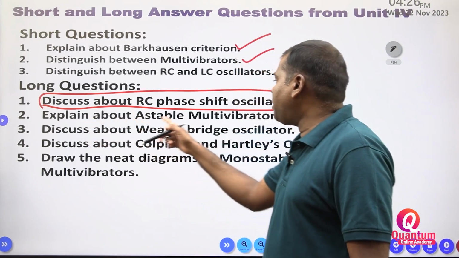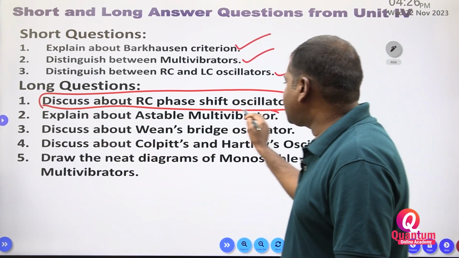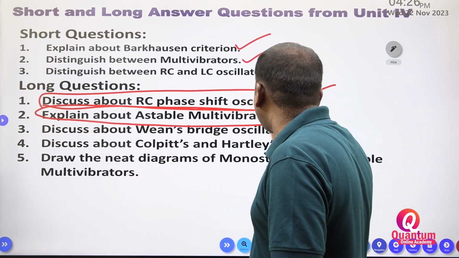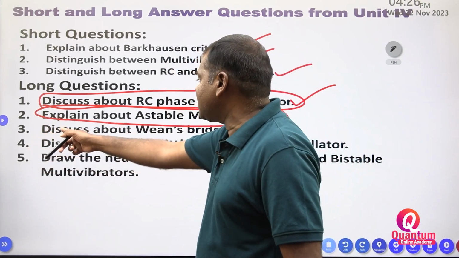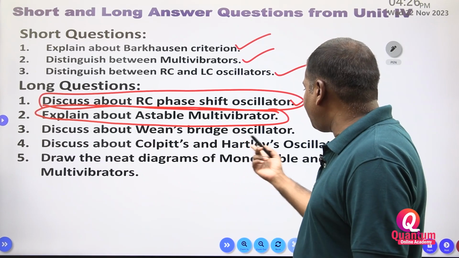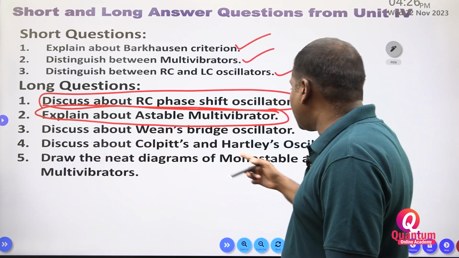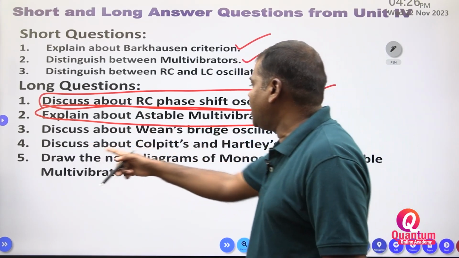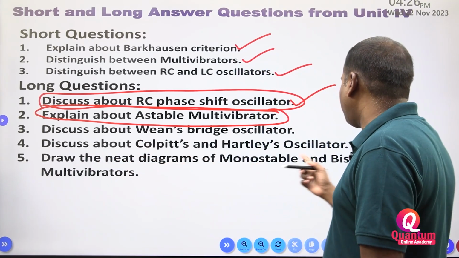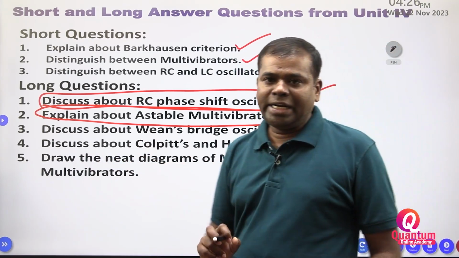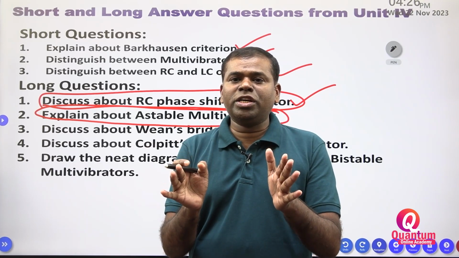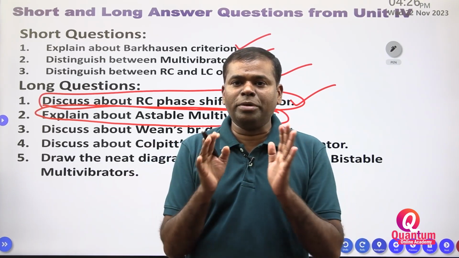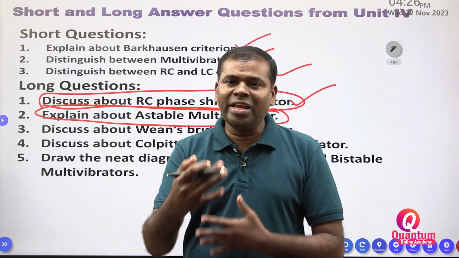Explain about the astable multi-vibrator. The circuit diagram only you have to draw and then you have to explain about all the parameters in that circuit diagram. Discuss about the Wien bridge oscillator. Discuss about the Colpitts and Hartley oscillator. Draw the neat diagrams of monostable and bistable multi-vibrators. So these many questions you are able to get in your competitive examination, your theory examination.